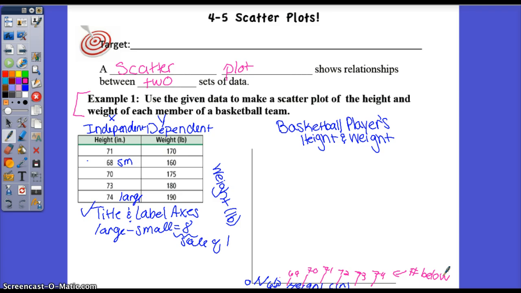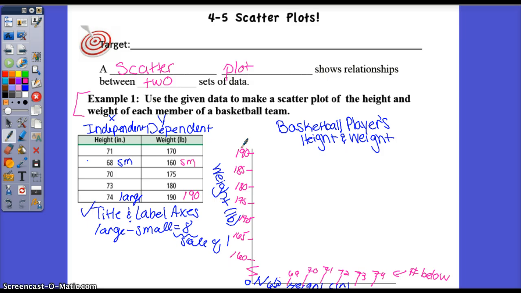Now when I look at my y-axis, I know that my smallest is 160 and my largest is 190. Again, I'm going to want to put a break, but if I'm going from 190 minus 160, that's 30, I'm probably going to go by 5s. So let's start at 160, 165, 170, 175, 180, 185, and 190.